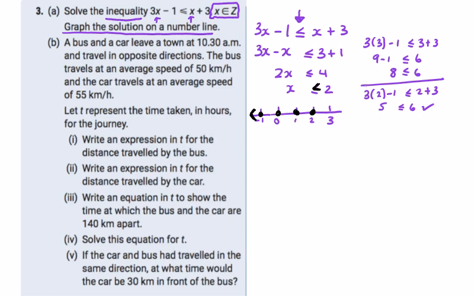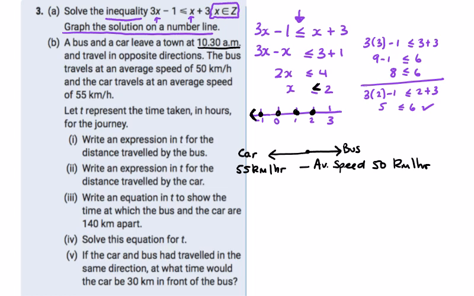Then we have a bus and a car that leave town at 10:30 and travel in opposite directions. So we have a bus, maybe let's say the bus goes this way and the car goes this way. Diagrams always help. The bus travels at an average speed of 50 kilometers an hour. The car travels at an average speed, so it's going faster over this side, of 55 kilometers an hour.